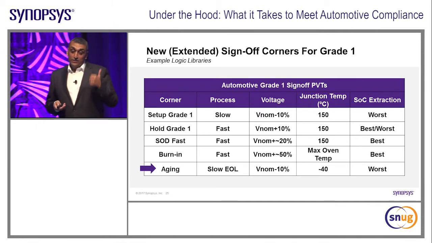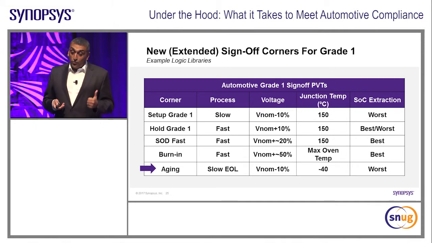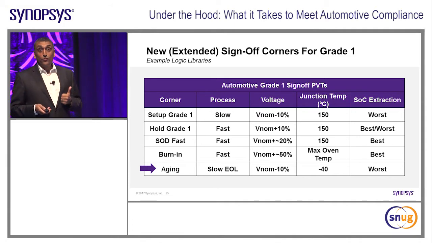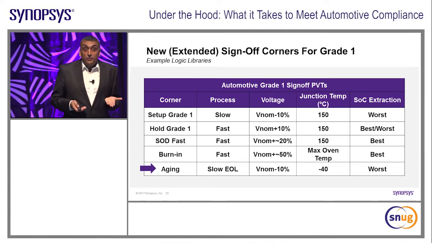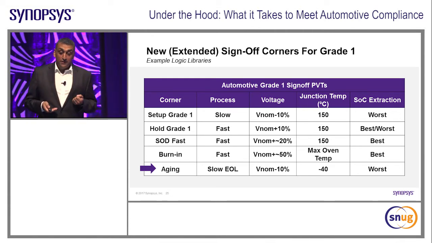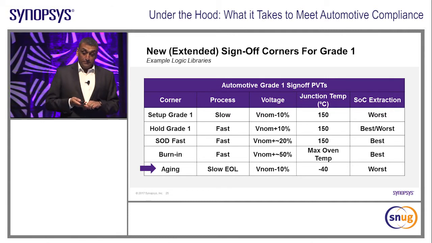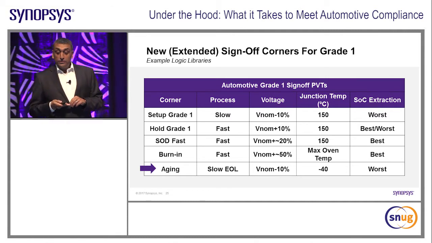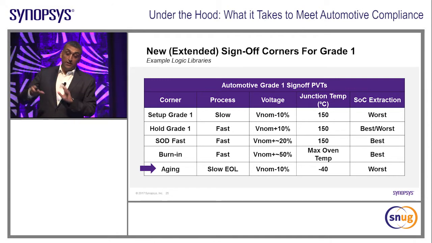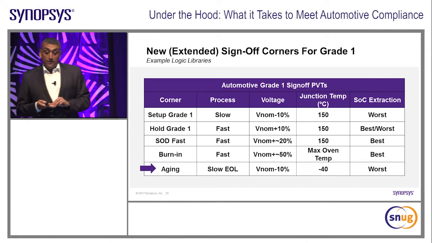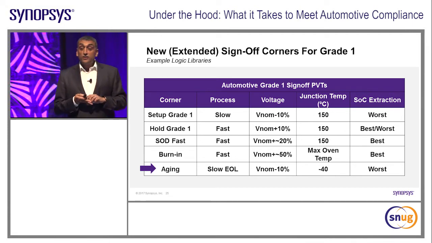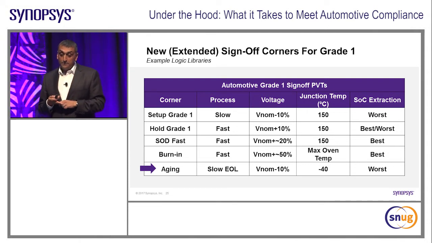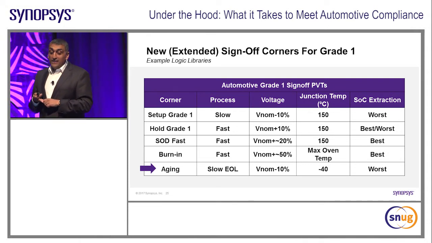So, extended sign-off corners for grade 1 requires a setup and hold at 150 degrees junction. It requires super overdrive, taking the voltage of the device 20% above its nominal. Then you need to do things like burn-in. Burn-in includes HTOL, and I'll talk about HTOL and burn-in again in more detail. But you need to meet the functionality of burn-in with the HTOL requirements. And then you have end-of-life SPICE simulation models to support the mission profile. Okay?